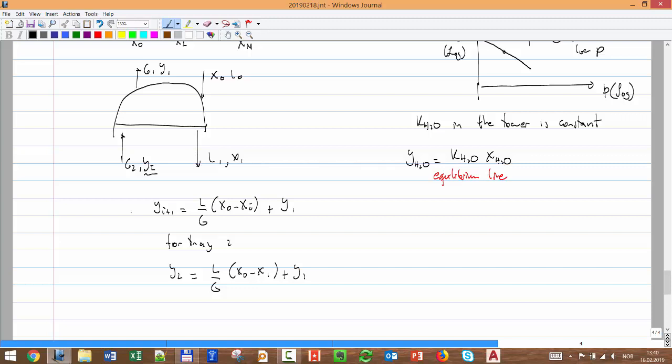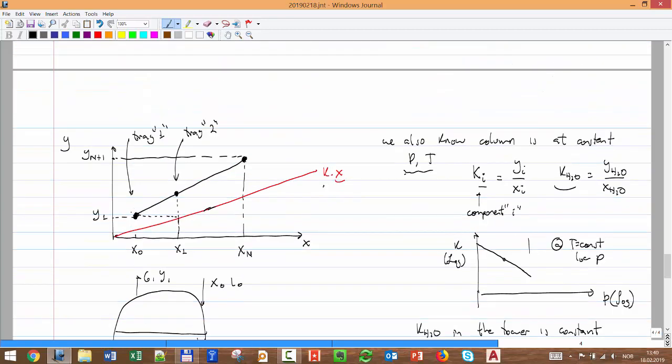With X1, that I already have, I calculated from here X1. Now I have to move with that X1 all the way up to the operational line to find Y2. And that's how I can move like that in my column. So I have these two lines, and each tray will be simply this horizontal line. Tray 2, this will be Y2. Now I come here, this will be X2. Now I come up here, that will be Y3. And so forth.